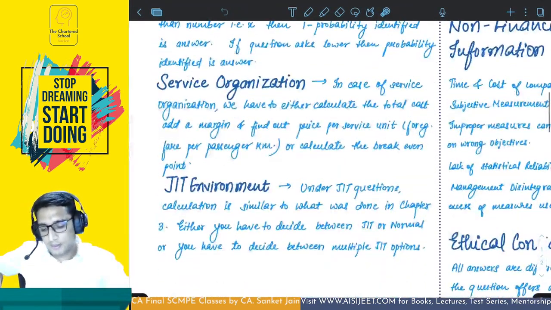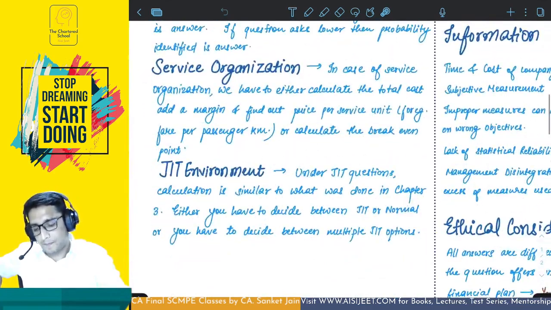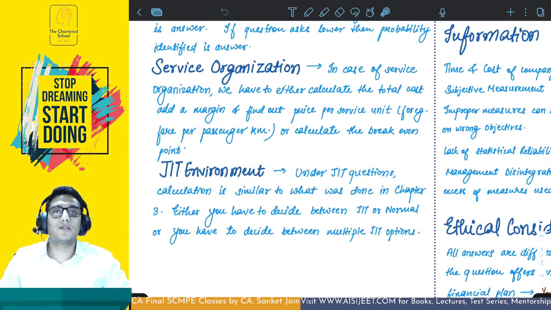Looking at another type, service organization. In case of service organization, what we have to do is we have to either calculate the total cost, add a margin, find out the price per service unit. For example, the question that is given by the ICI, I'm sure you have already solved all the questions, and then you are looking at this video, because only then it is going to help you the best.